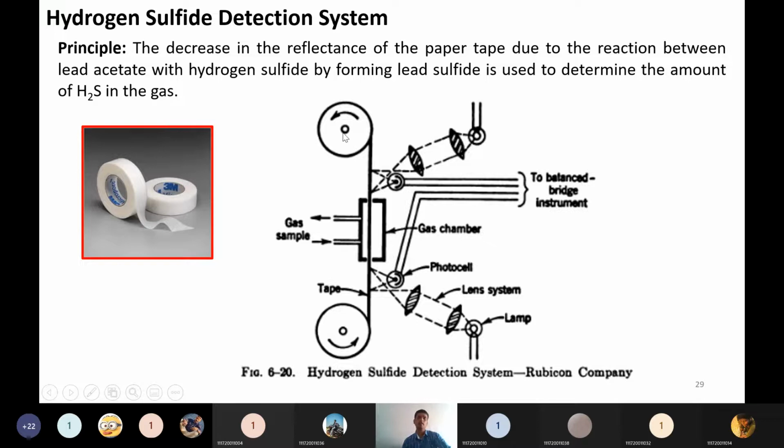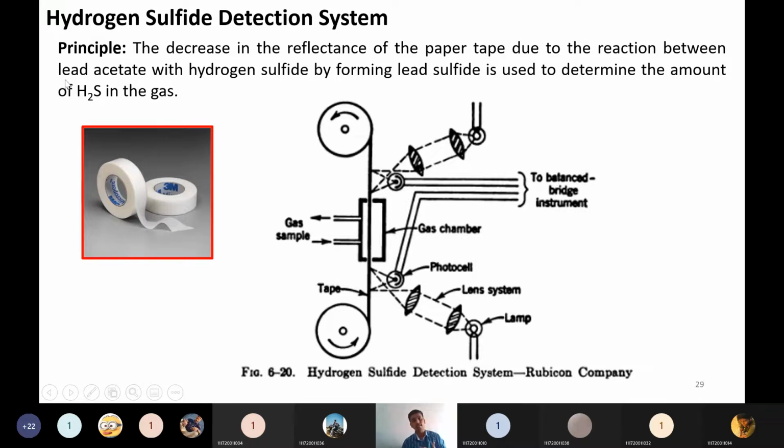So how does it operate? There will be cylindrical pulleys rotating about their axes. The ends of these pulleys will be connected by a paper tape. Whenever they are connected like this, they rotate on their own axes, and due to this rotation the paper tape passes through the gas chamber, or gas sampling chamber, we can say.